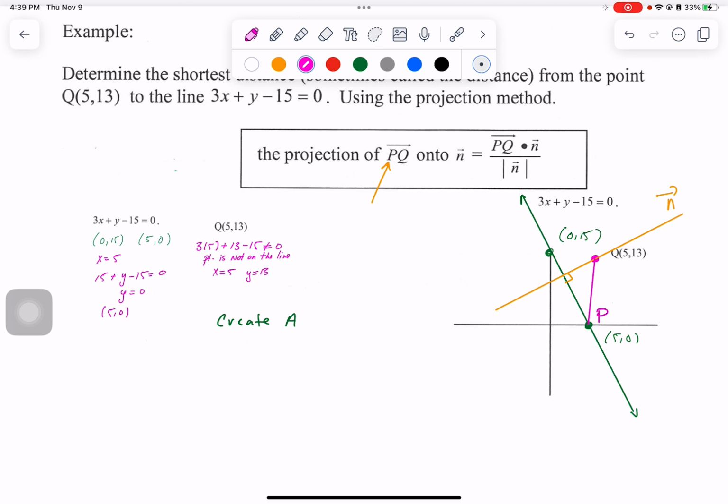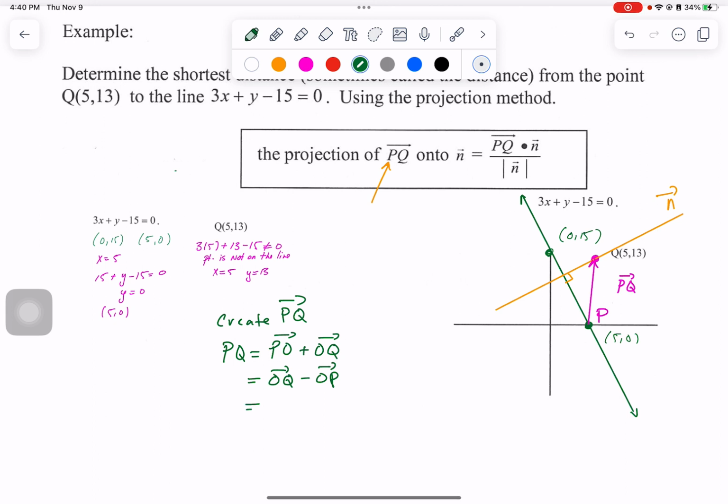So I'm going to create the vector PQ, going from P to Q, and it's right here. That would be this vector. PQ is going to equal P to O, wherever that might be, plus O to Q. That's how we create a vector in space. And then it's going to be OQ minus OP.